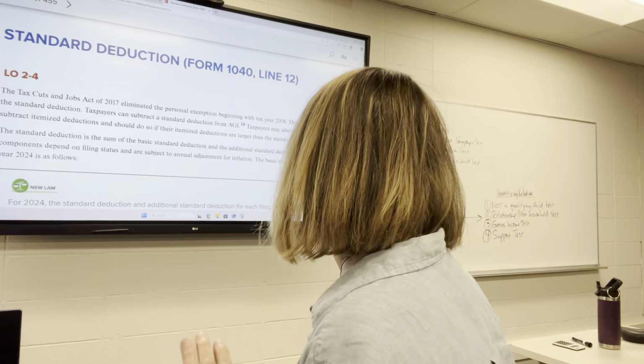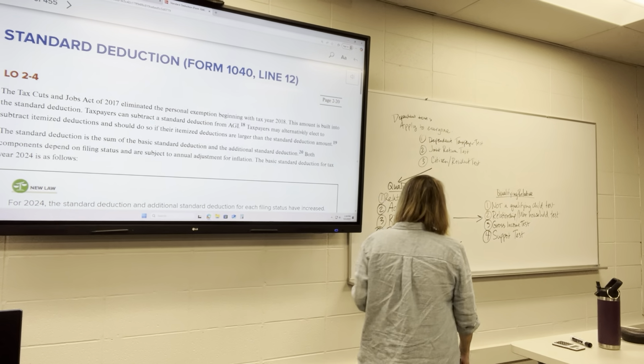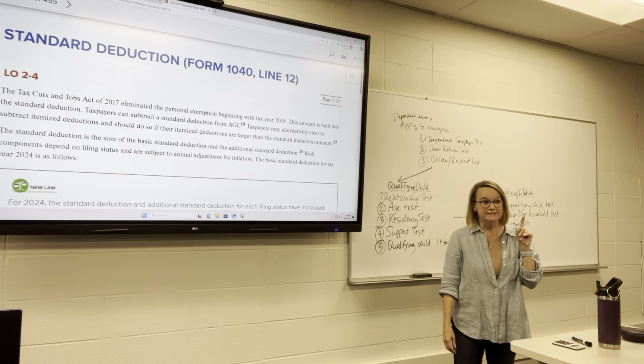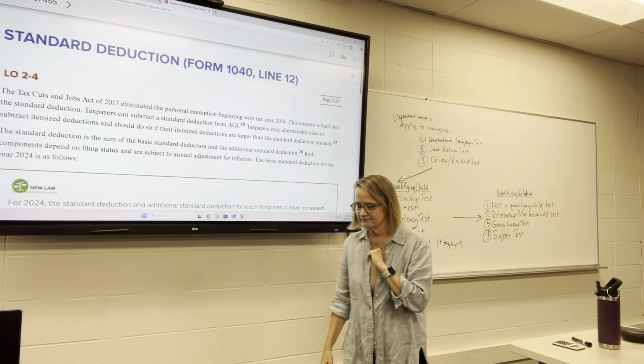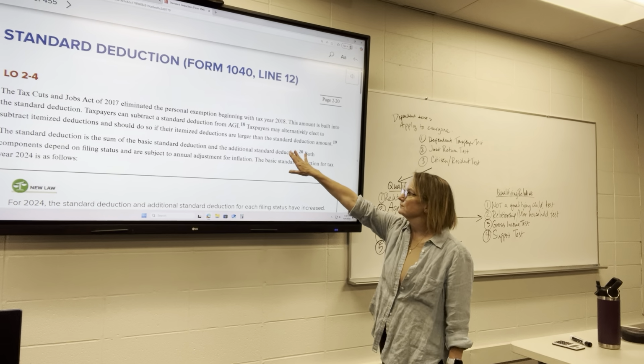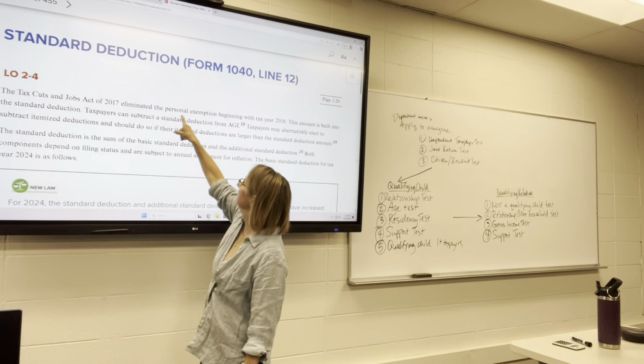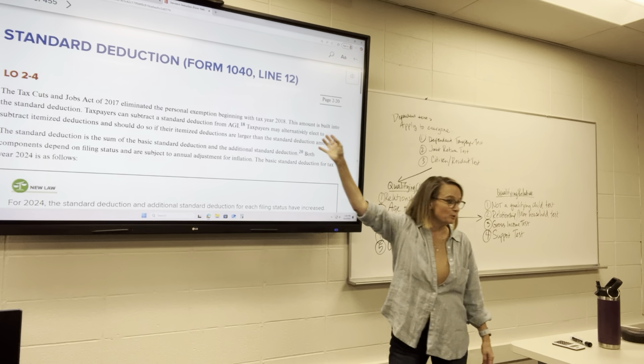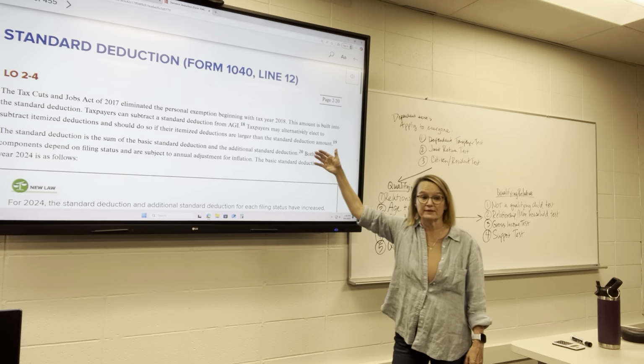already experts on the standard deduction. But there is an additional standard deduction that we need to talk about. So there's an extra part. So they're talking here, eliminated the personal exemption, beginning with 2018. That's what I was talking about, that personal exemption.